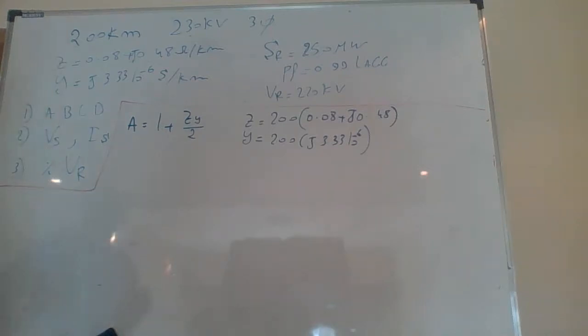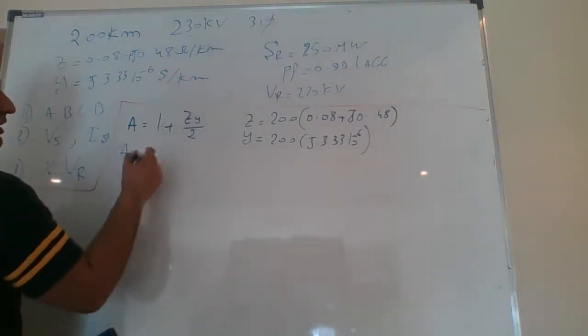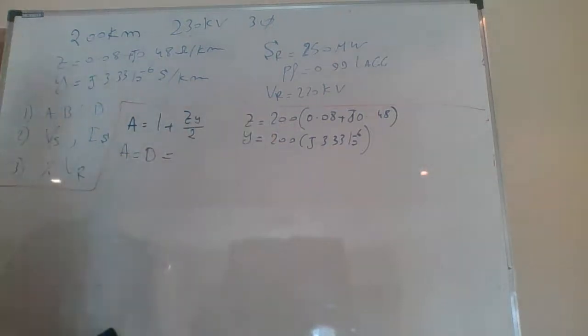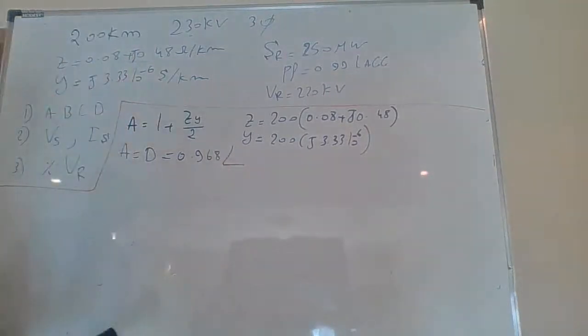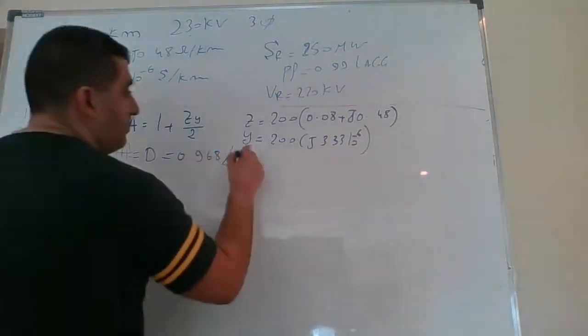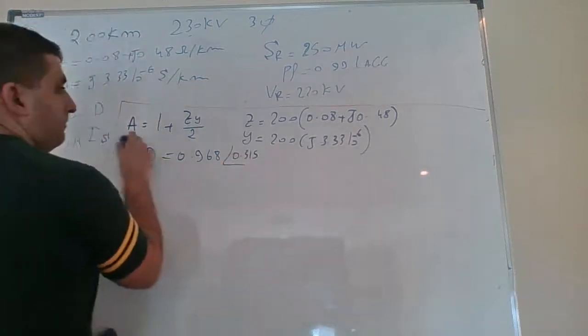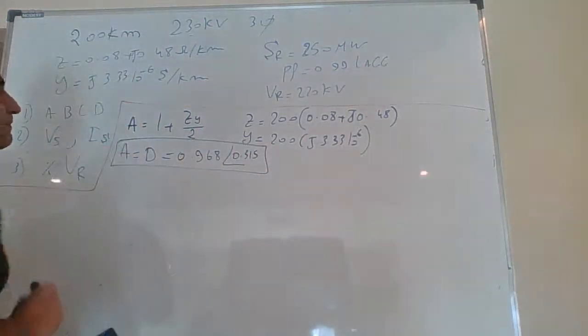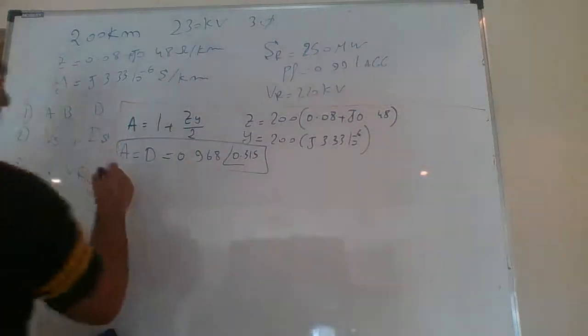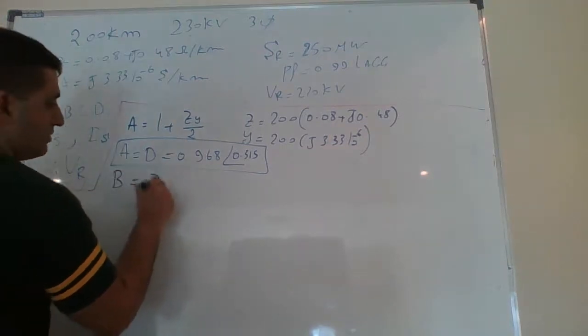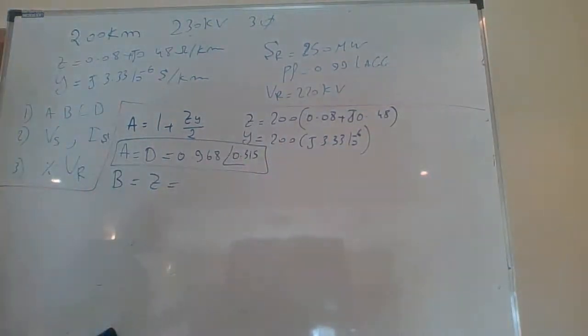Now, if I put the numbers in for A, which is equal to D, and do all these complex calculations, the answer will be 0.968, with an angle that is very, very small. If you do the calculation, 0.315. This is A and D. B is equal to Z. The answer for Z will be 97.32.